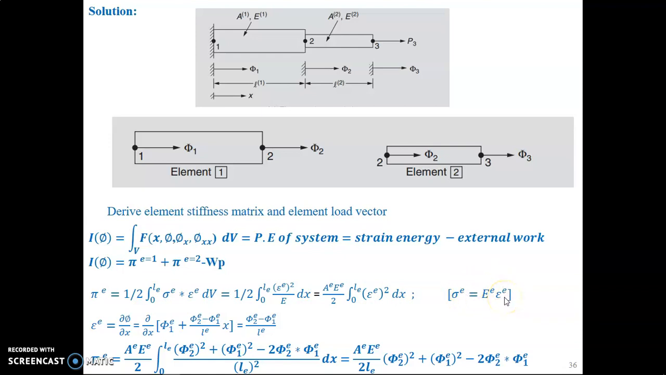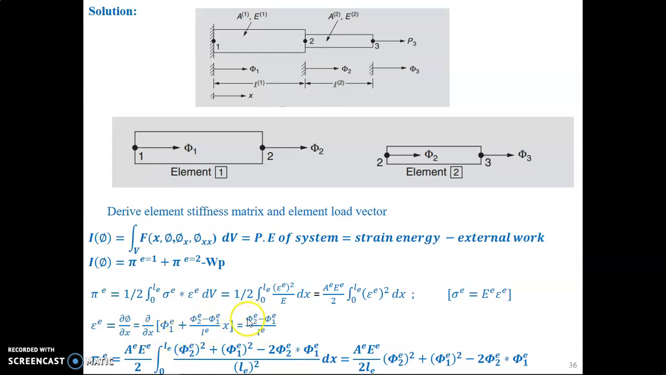Now we will be substituting the value of the direct stress as Young's modulus into strain in this expression. Overall we will be getting AE by 2, which is constant, and we will be integrating the square of the strains over the length of an individual element. As we know, the strain is defined as the derivative of the displacement with respect to the length of the element, and here we can place the value of the displacement within an element.